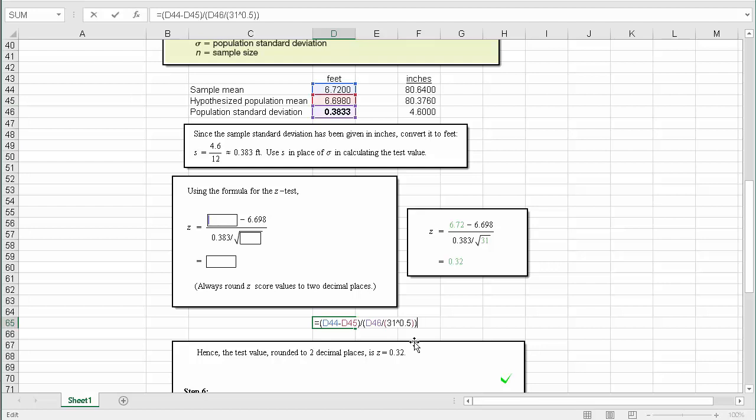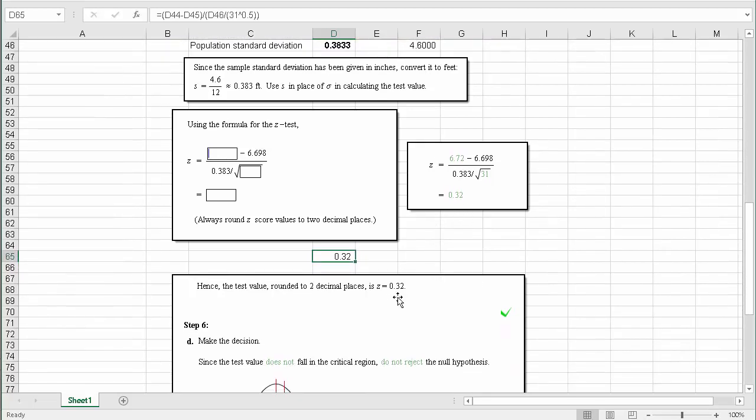And if you wanted to see how I did that in a formula, I took the value of D44 minus D45, those two numbers, divided by D46, the population standard deviation, but first I've got to calculate the square root of the sample size, which was 31. To calculate the square root, you can use a square root function, but it's just as easy to take 31 and raise it to the power of a half. And so I come up with the 0.32 that you see there. Okay, so now we know the z value is 0.32.